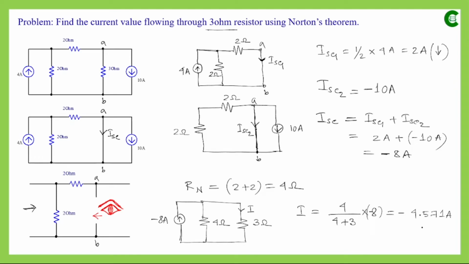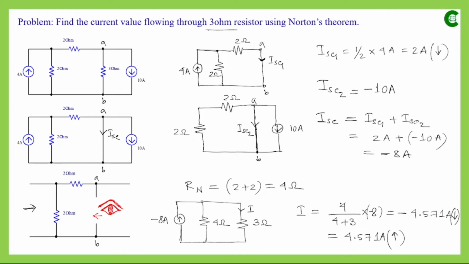This 4.57 ampere current flows through this 3 ohm resistor in the downward direction, and that value is negative. So as per our assumption, the current flows downward and that value is negative. That means the current is actually flowing upward through that load resistor, and that value is positive.